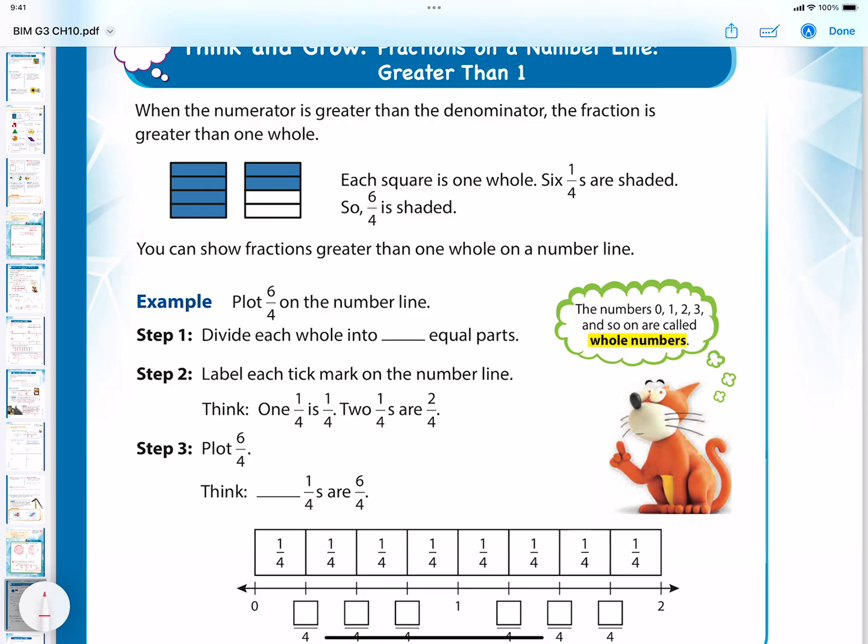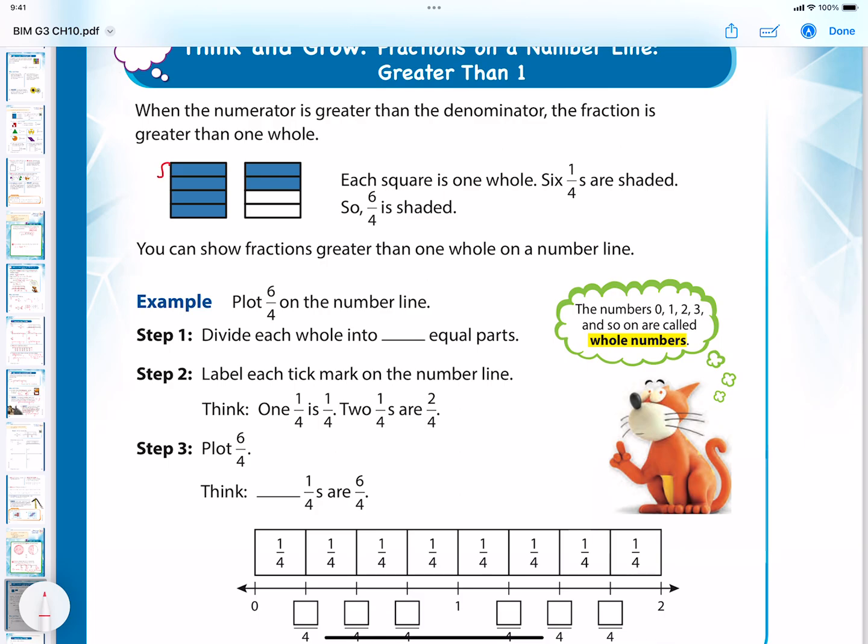Okay, now look at this. Each square is 1 whole. Look at this. This square, it is all shaded, right? And it was divided into what? 4 pieces, right? Okay, now 6 quarters are shaded. So 6 over 4 is shaded. Look at this. I'm going to erase this to make it clear.